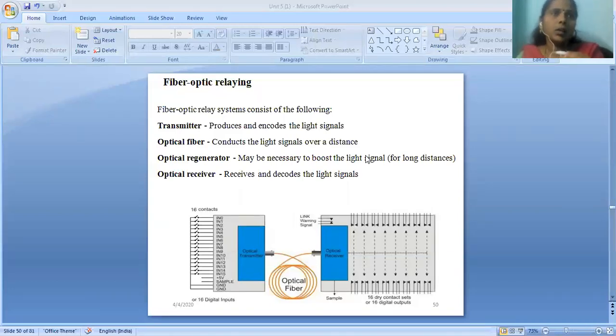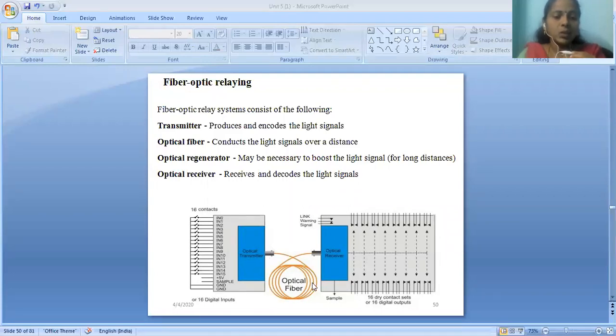In the third unit itself, we learned the general method of relaying, that is carrier current protection. Whereas fiber optic relaying and microwave relaying are the advanced options. Now let us see the components of the fiber optic relay. It consists of a fiber optic transmitter, and the data has to be transmitted via optical fiber. Then for receiving it, you have an optical fiber.